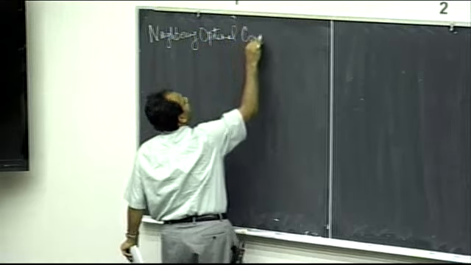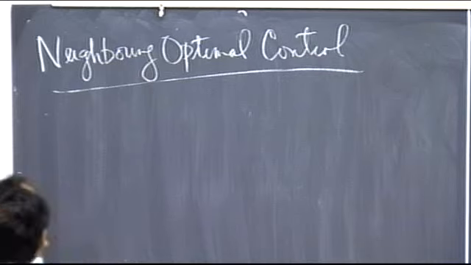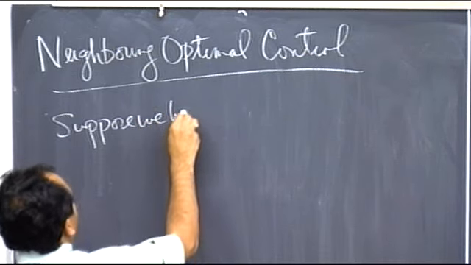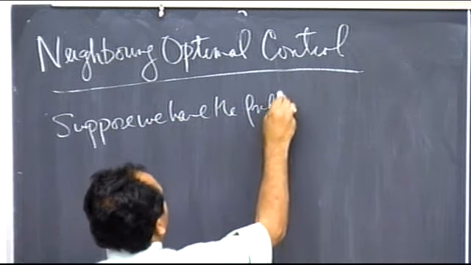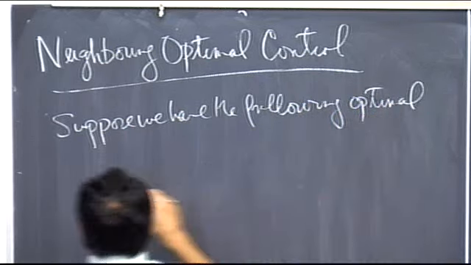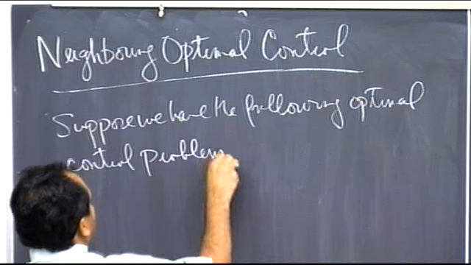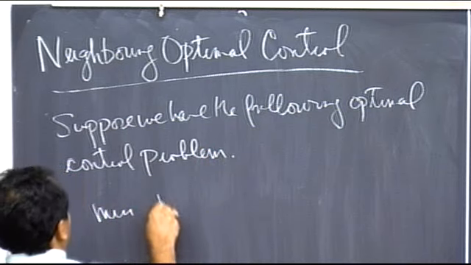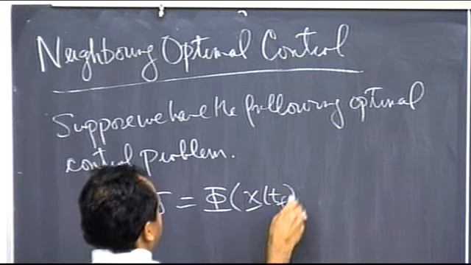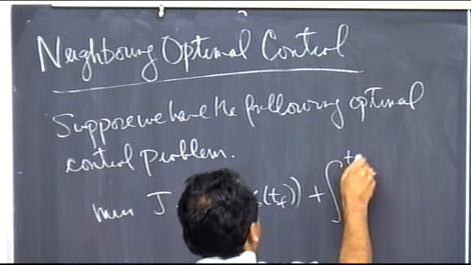Now, the idea is this. I'm going to simplify the problem a little bit, not much, just a little bit. Suppose we have the following optimal control problem. We want to minimize J, which is equal to phi, but now I'm just going to consider it to be a function of x of tf, because I don't want to get into all the t0 and tf stuff. It just unnecessarily complicates what I'm trying to do here.